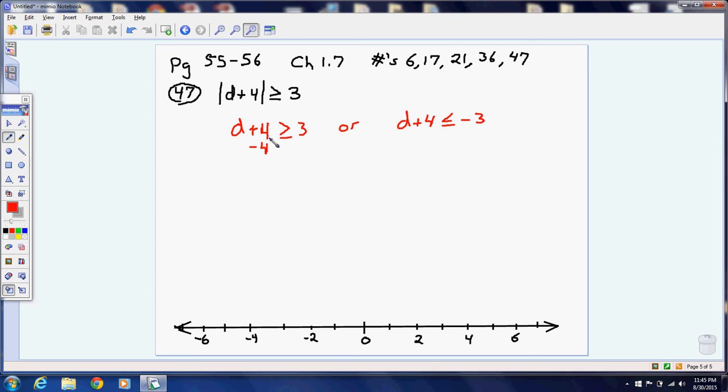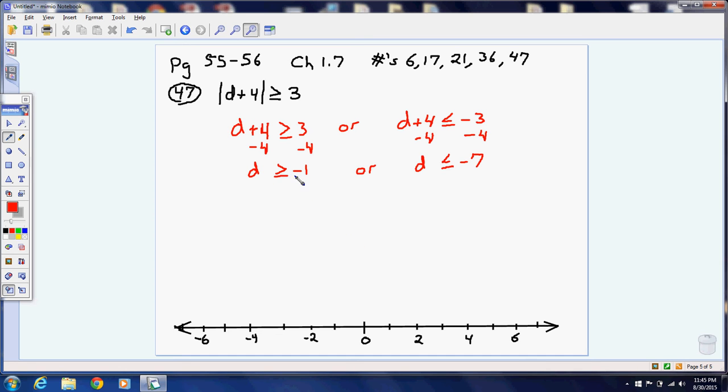All right, let's subtract off 4 from each side. Move that number to the other side. We got d is greater than or equal to 3 minus 4, which is negative 1. Over on the other side, again, subtract off the 4. And we get d is less than or equal to negative 7. All right, we've got to graph it yet.